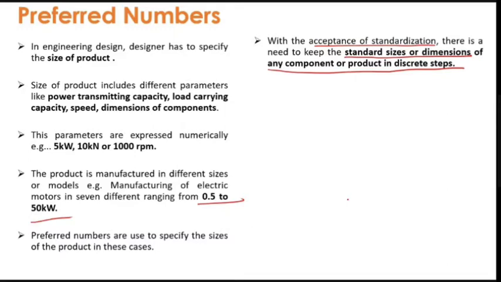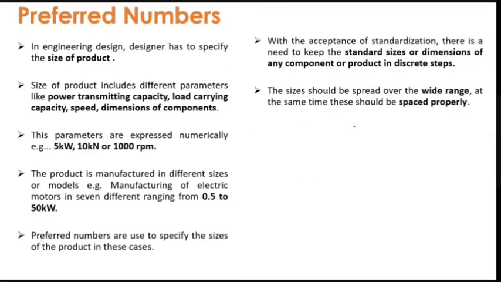You understand what we mean by discrete? At a specific range level, right? Not continuous. I hope it is clear to all of you. Okay. So let us understand the next point now. Whenever you are selecting, the sizes should be spread over a wide range and spaced properly. For example, let's say you are taking 0.5, directly you are taking 25, directly you are taking 50.